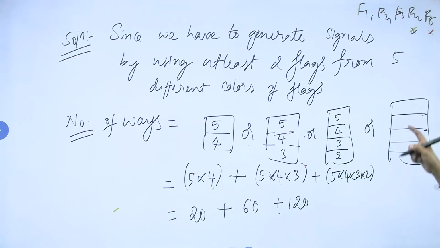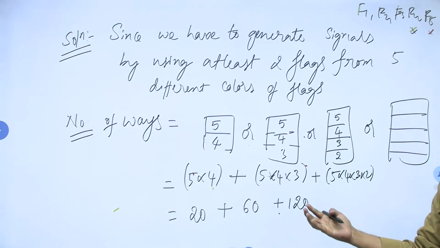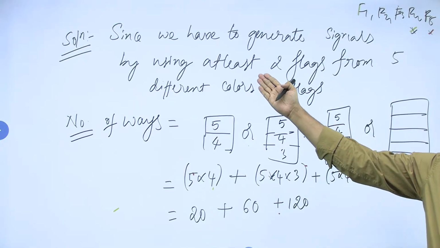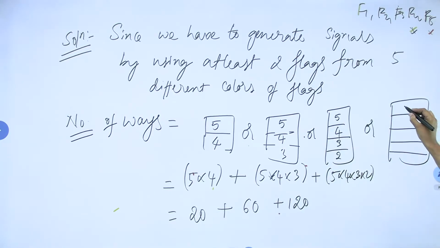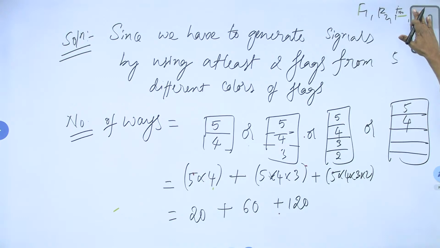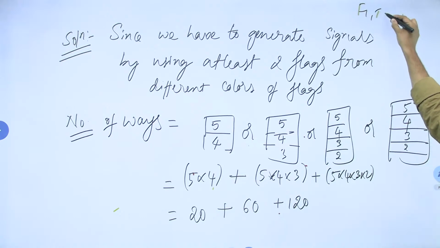And the last case, what is the last case here? I can take all the 5 flags to generate the signals. Why? Because they are saying at least 2 flags, so of course it satisfies the given condition. Again, in how many ways can I take the flags here to generate the signals? 5 ways. If I have taken the last one, how many are left out? 4. If I have taken F4, how many are left out? 3. If I have taken the third flag, how many are left out here? 2, F1 and F2. And the last one, 1.